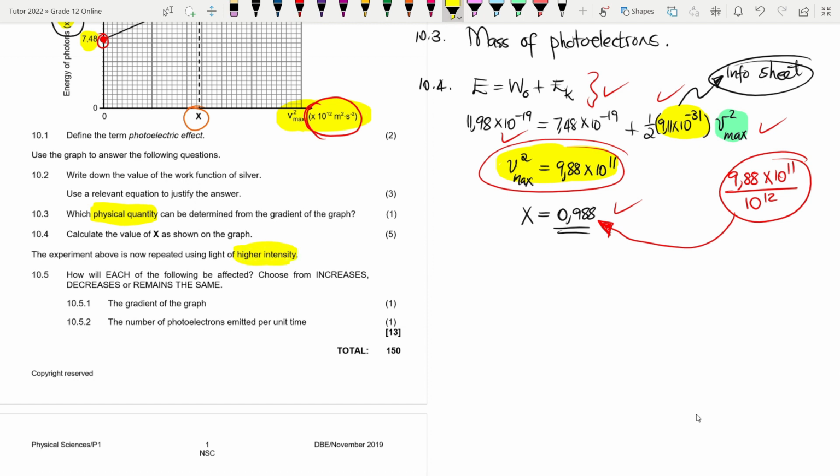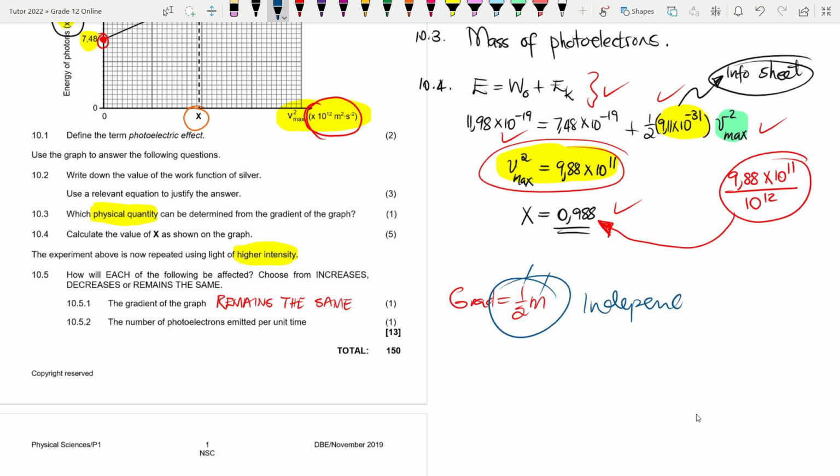Okay, if I ask the reason, what did you say? Well, since they told us that the intensity is increased, but the gradient of the graph is the mass, so I don't think that's affected. Yeah, the gradient only gives us a constant, which is half, a constant, mass is a constant. So this is independent of the intensity or any changes whatsoever. So that's very good, that's correct.